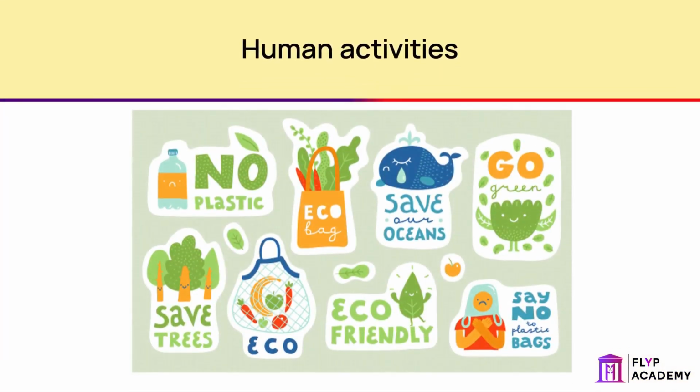Although human activities can have negative impacts on the environment, there are measures we can take to help limit them, such as saving energy where we can by turning off appliances and plugs when not in use, walking instead of driving, using public transport and recycling.